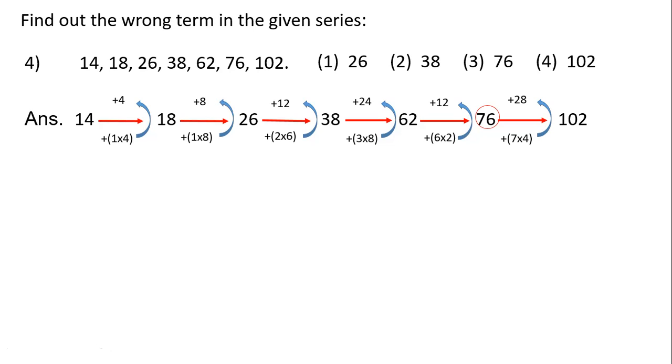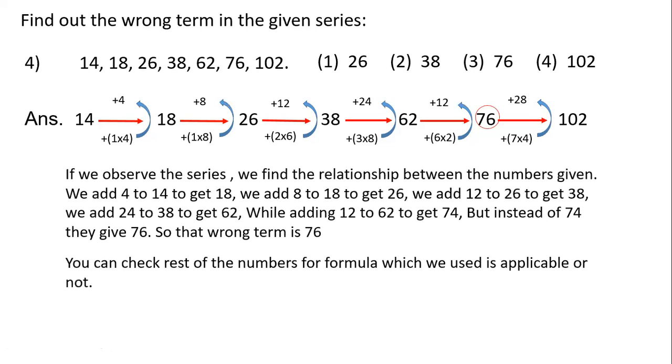And 62 plus 12, what do we get? 62 plus 12, we get 74. But they give us 76. And if we observe the next, 74 plus 28, we get 102. So 76 is the wrong term, which comes in option number 3.